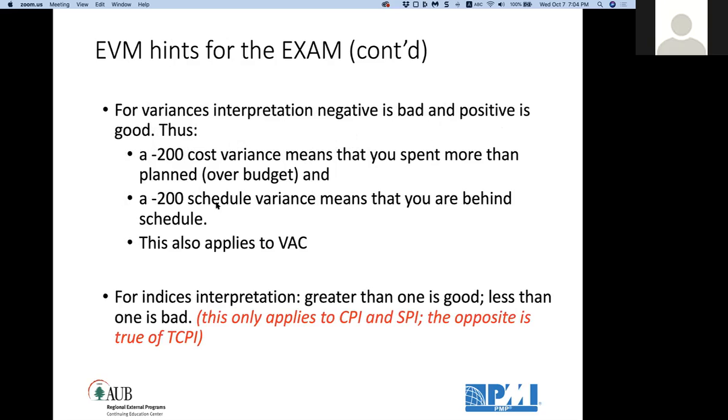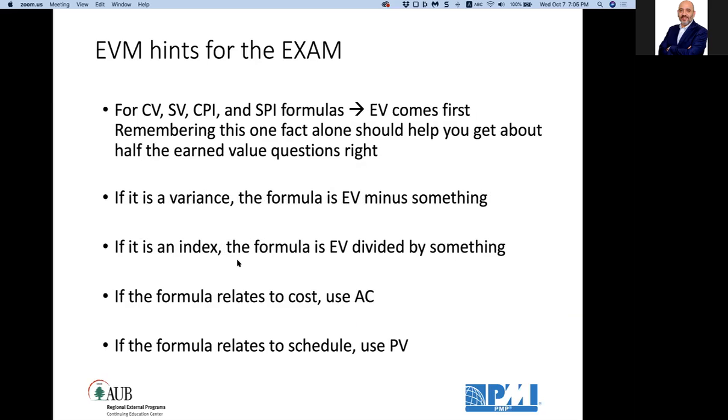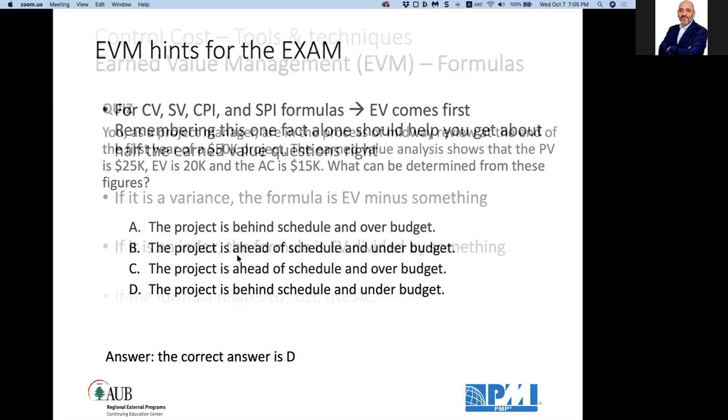سوري انت كانتربريتيشن for indices interpretation greater than 1 is good less than 1 is bad. This only applies to cost performance index and schedule performance index. The opposite is true for to complete performance index. Okay. العكس minus negative is good is bad positive is good. اوكي طيب بناخذ بريك قبل ما نعمل الكويز.